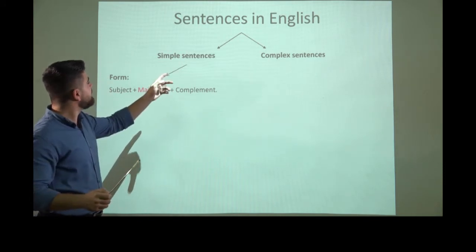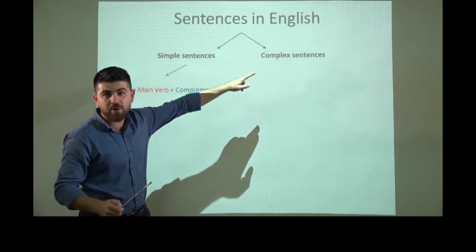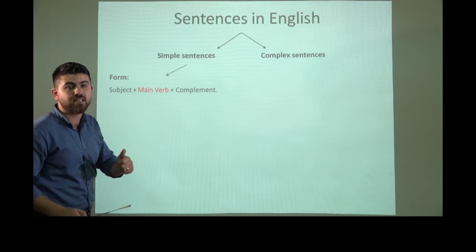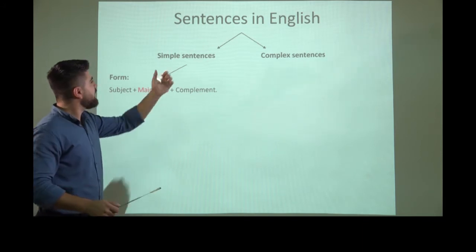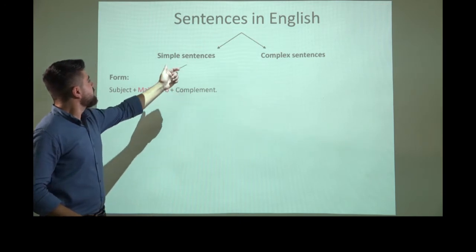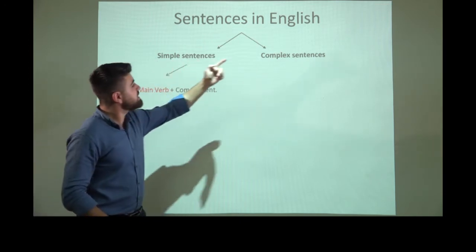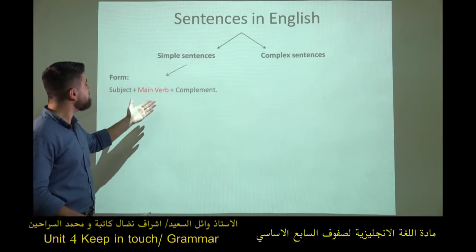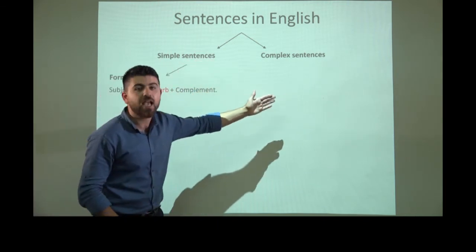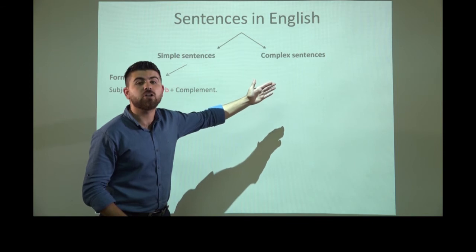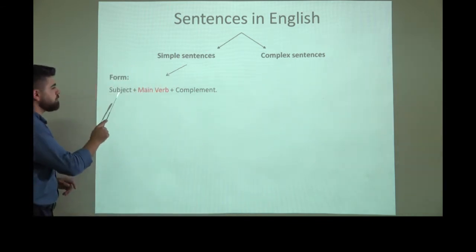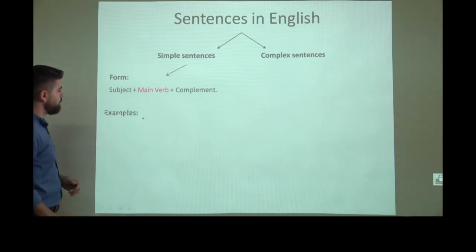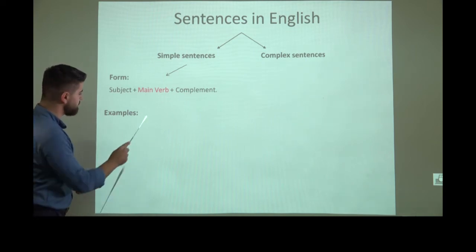So the difference between simple and complex sentences is that simple sentences don't have auxiliaries, but complex have اللي نسميها auxiliaries الأفعال المساعدة. So the subject plus main verb الفعل الرئيسي plus complement تكملة الجملة. Okay. Now examples. We will have some examples.